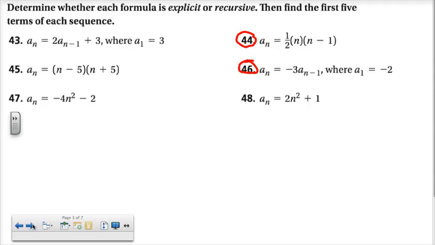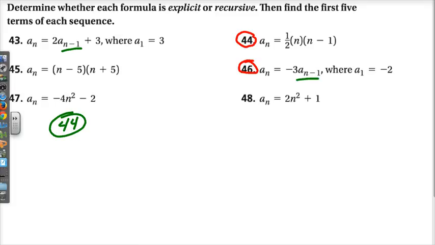All right, so let's talk about 44. Determine whether each formula is explicit or recursive. Okay, so this hinges on the fact that when we talked about these, I kept telling you recursive has to refer to the previous term. So as I look at these, 43 is going to be recursive because it has that symbolism for the previous term. 46 was recursive there, and then 47 and 48, nope, no recursive stuff there at all.